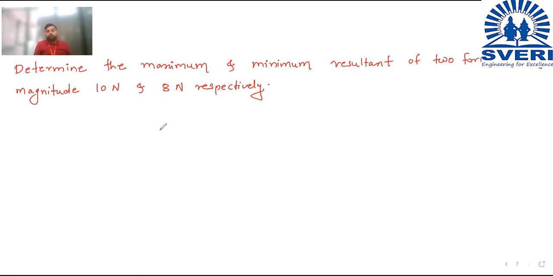Okay. So two forces are given to you. I will write the given data first. Two forces are given to me. The first force P is equal to how much? 10 Newton. Q is equal to how much? It is 8 Newton. And what have they asked us? R max. What is the value of R max? And what is the value of R minimum?